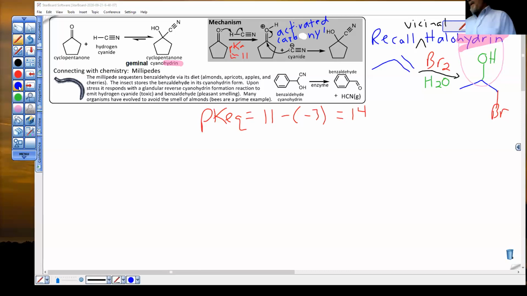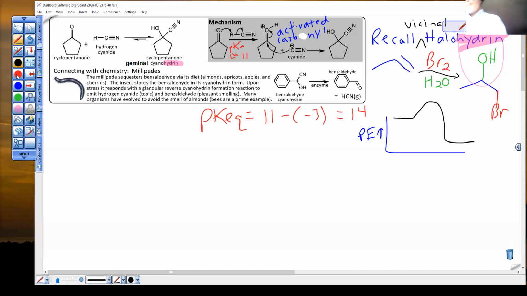Just a quick little sketch of that. Got your potential energy diagram. Species with pi bonds tend to be higher potential energy. If you have pi, down here we have no pi. And that's a favorable reaction when it's exothermic like that.